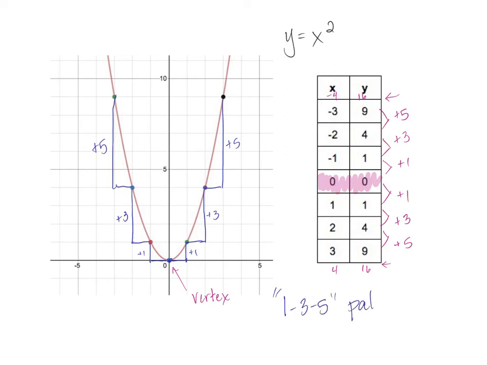And this pattern, as I said before, applies anytime your equation has x squared with no numbers or negatives in front of the x squared. It can be x squared plus 2x plus 10. That's going to have this 1, 3, 5 pattern.